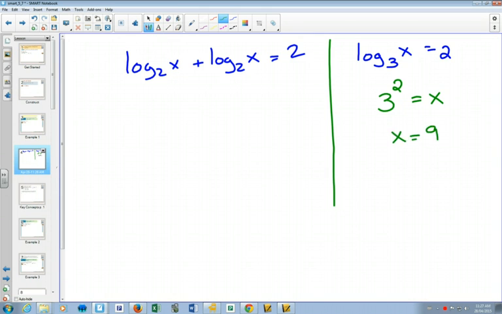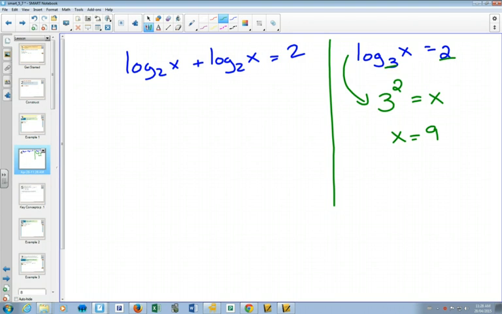This is the key step. The key step is going from there to there. Now there's two different ways you can logically think about going to that step. The way that I did it here at first was using the definition of a logarithm. In the definition of a logarithm, we can change it to exponential form because we know the 3 is the base, then the 2 is the exponent, and x is the answer.